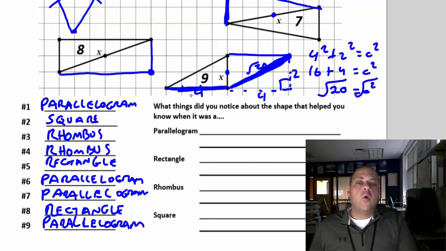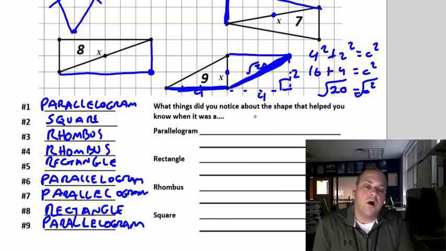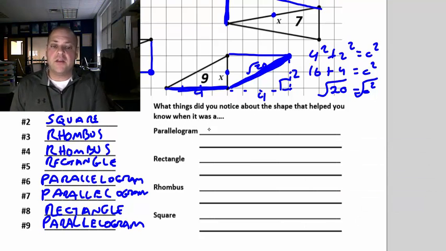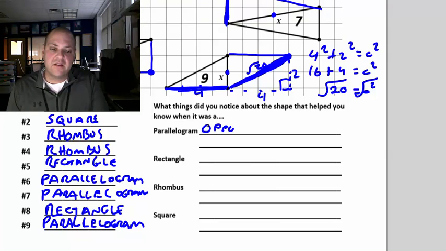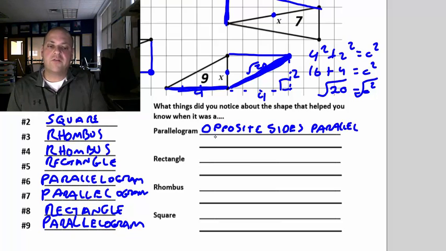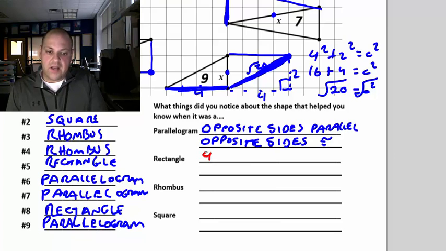All right, so what things did we notice about the shape that helped us know what it was? Well, we knew parallelograms because we had opposite sides parallel. This is something you should already know. And also opposite sides congruent. We knew rectangles because we had right angles, 4 right angles, and opposite sides congruent.